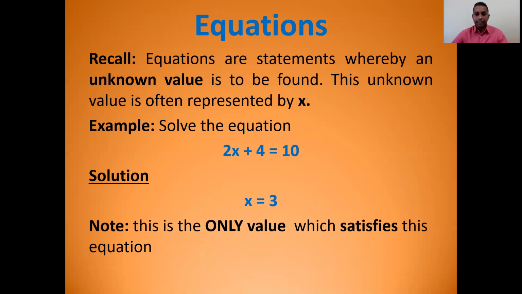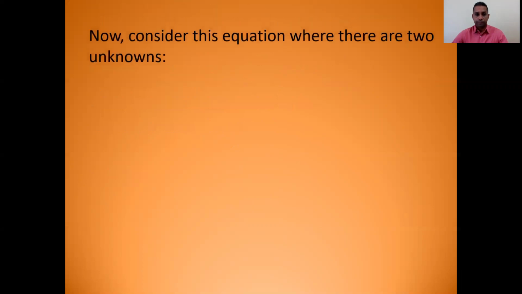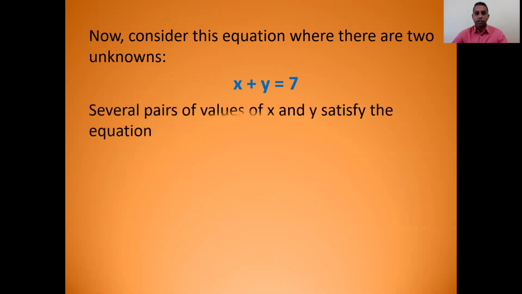This value is unique. Now let us consider a second situation where in fact there are two unknowns. x + y = 7. The unknowns here are x and y. Here we will get a pair of values of x and y as solution for the equation. However, there are many such pairs. Let us see some examples.